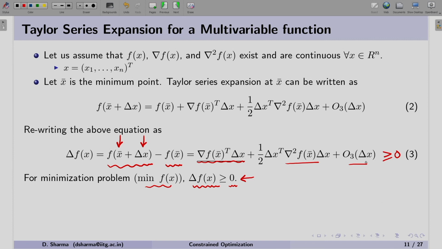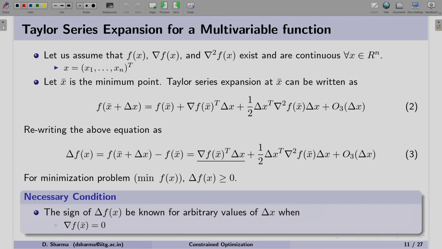Now since we want the right hand side of the equation to be greater than or equal to 0, we know that the dominating term on this side, the gradient of the function at x bar transpose delta x, should be greater than 0. If this dominating term is greater than or equal to 0, then the rest of the terms will be quite small compared to the first term.